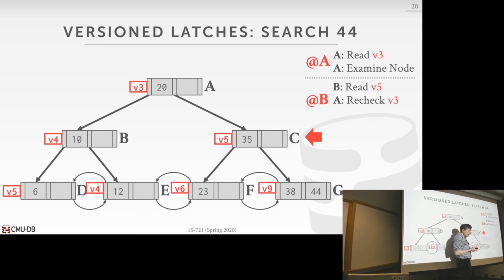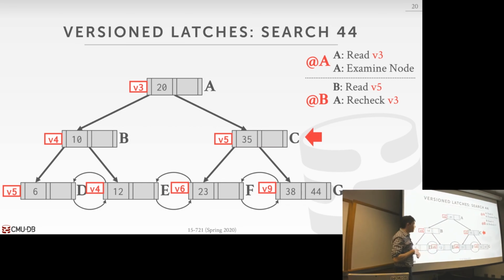So I get to the bottom, and now I say, all right, what did I read? Have any of the versions changed? If no, then I'm fine. If yes, then restart. It's sort of like in OCC, like we talked about with Cicada. If there's going to be a conflict and you're going to have to abort, maybe you want to abort sooner rather than later, so that you're not doing much work that ends up wasted. But doing this recheck is cheap. It's just reading that memory location to see whether it's changed. It's not like I'm fetching a page and bringing it back in.